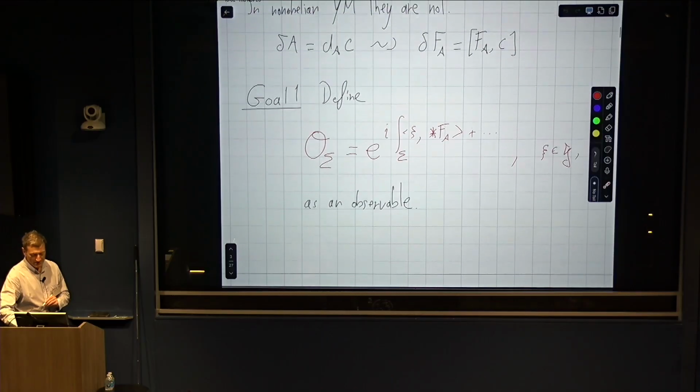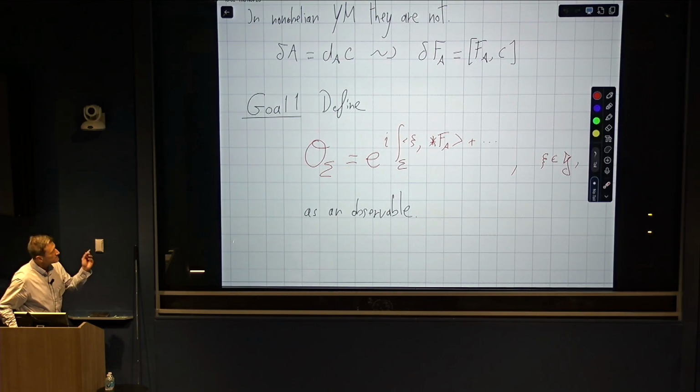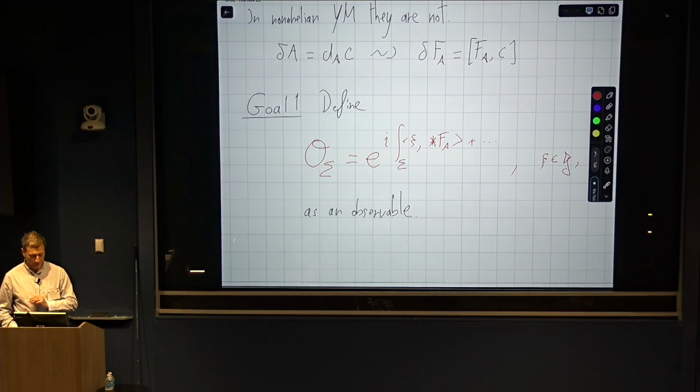Okay, so the idea, and actually it will be the goal of the talk, is first of all to take the Hodge dual of the curvature and pair it to some element of the Lie algebra using some invariant pairing. In Yang-Mills, you have it there, because you start with this compact Lie group, and you just take the Killing form here.